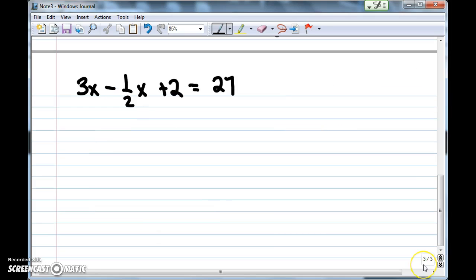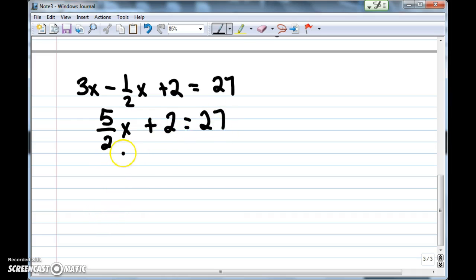Let's have a look at another one. In this one, we have 3x minus a half x. So we need to take these and combine the two like terms. They both have x in them. So if I had 3 wholes and I subtracted a half, I'd be left with 2.5, and 2.5 is actually 5 halves. So we have 5 over 2 x, combining these two, plus 2 equals 27.